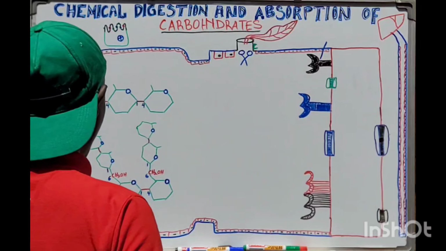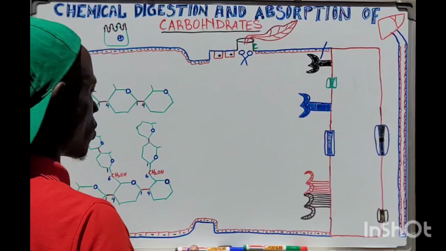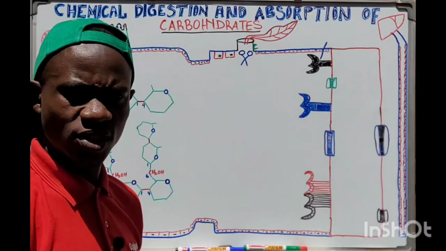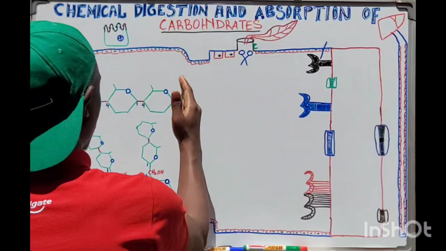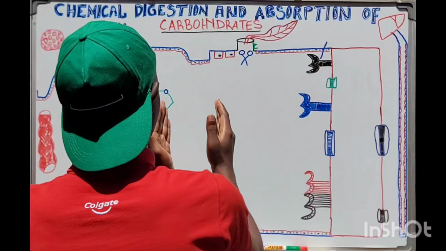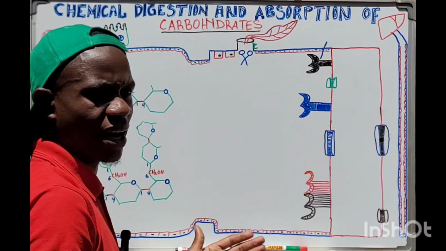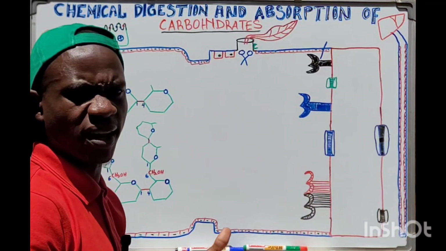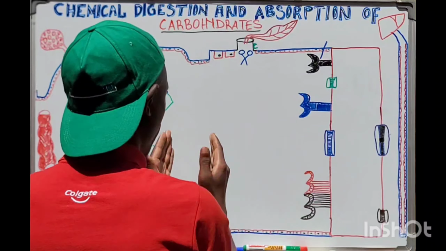Now, this diagrammatic illustration shows us everything from the oral cavity down to the small intestine. It's all that simple. This whole dilated structure here is the oral cavity. And then we also have this small invagination here. This one is the stomach. I have drawn it very small because we are not going to have a significant amount of chemical digestion of carbohydrates in the stomach. That's why I have drawn it very small.